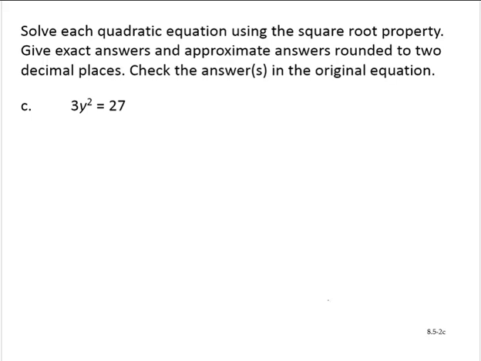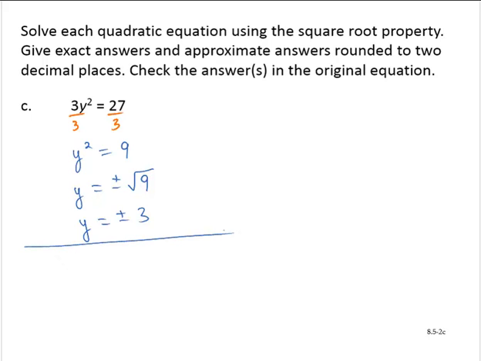In example C, we have 3y squared is equal to 27. Again, notice that I can make the equation look like that general form just by dividing both sides of the equation by 3. And so that yields y squared is equal to 9, and now I can apply the square root property. And so y would equal plus or minus square root of 9. And the square root of 9 is 3, so this simplifies to y equals plus or minus 3. Let's check our work.